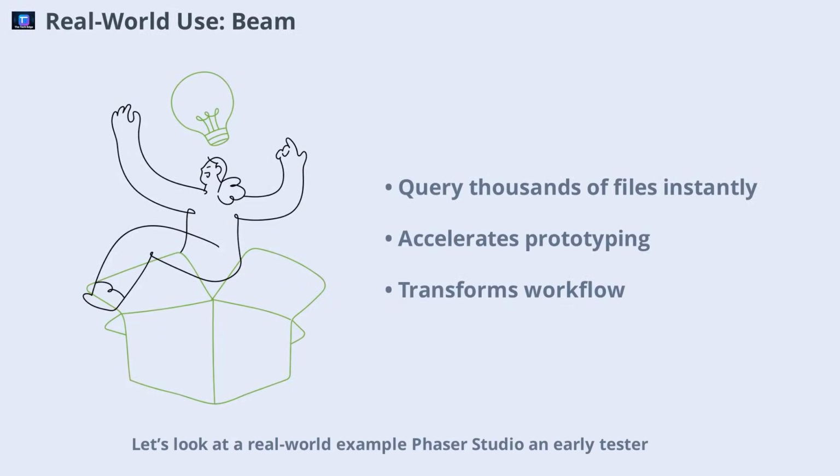Let's look at a real-world example. Phaser Studio, an early tester, is using file search on their AI-powered game platform, Beam. They have a massive library of over 3,000 files, including templates, code snippets, and design documents. With file search, they can query all of this information in less than 2 seconds. Previously, it would take hours to manually find the same data. Their CTO, Richard Davey, says ideas that once took days to prototype now become playable in minutes.